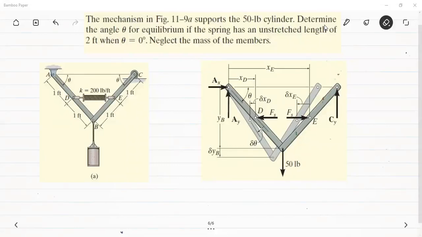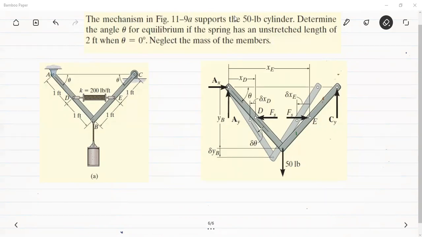There is a mechanism shown in this figure which consists of two links AB and BC, and in between these links there is a spring attached that is denoted by DE. There is also a weight, a cylinder whose weight is equal to 50 pounds. Determine the angle theta for the equilibrium if the spring has an unstretched length of 2 feet. One thing we can see is that the spring is unstretched when theta is equal to 0. This is the angle theta. When theta is equal to 0, the links AB and BC will be completely horizontal.